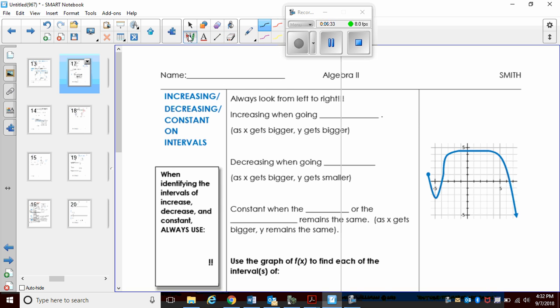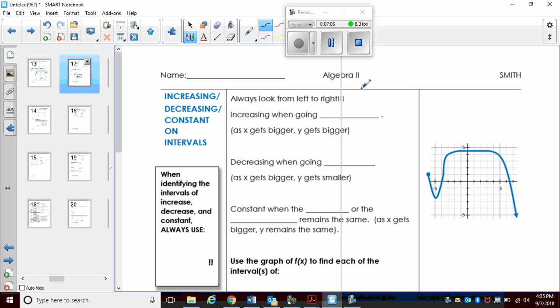Well, I can tell you the easiest way I have for doing this is I make arrows going from left to right on this graph. So make sure you have your pen. We're going to make arrows, and we're going to go from left to right, make arrows all the way.